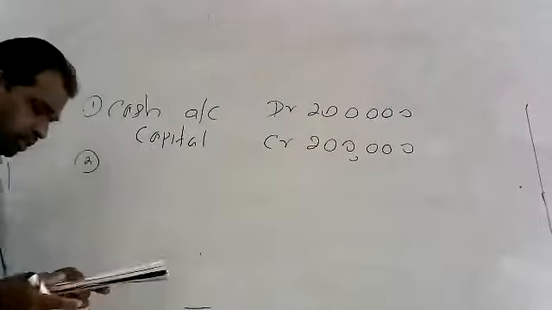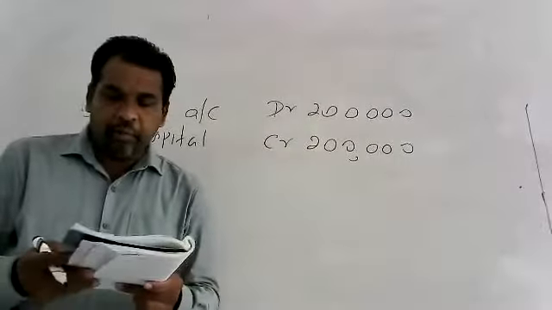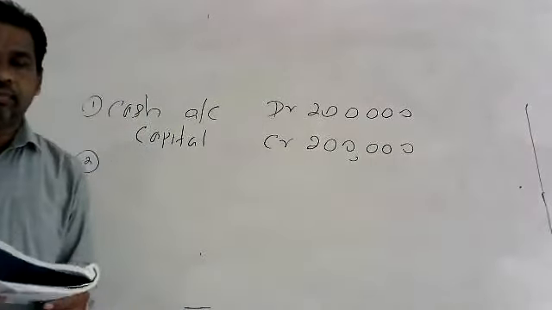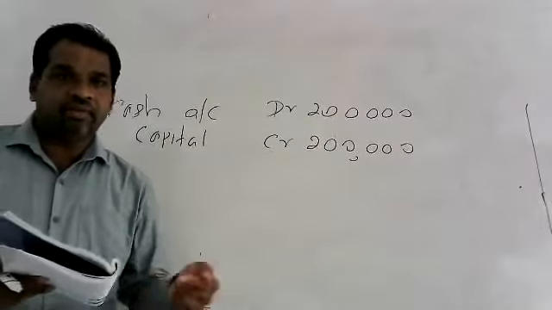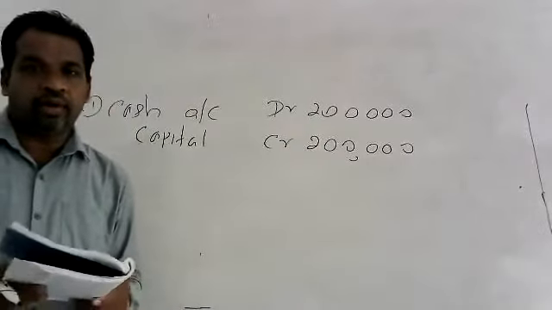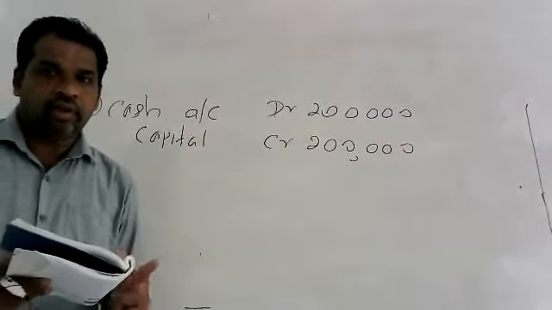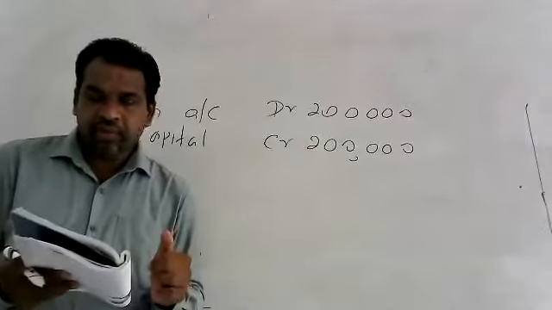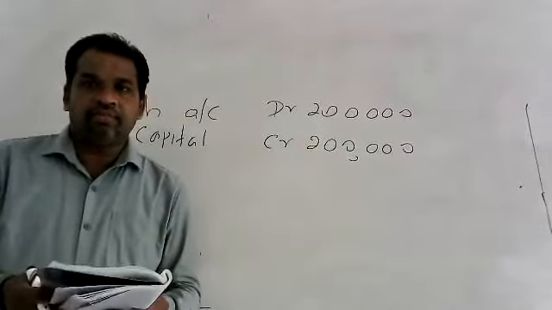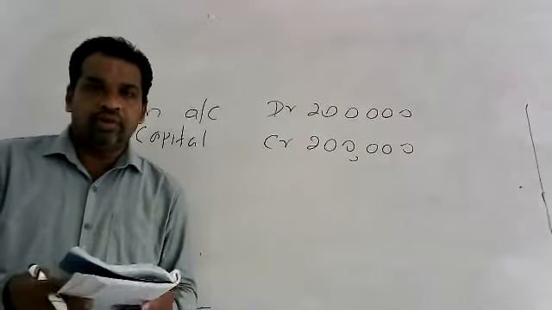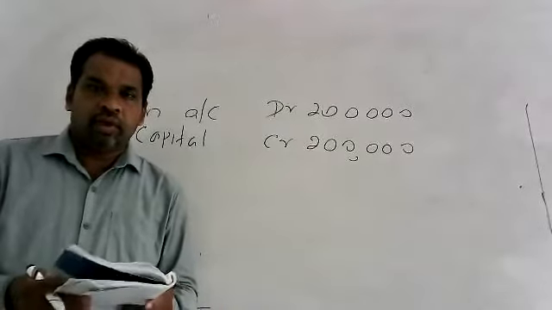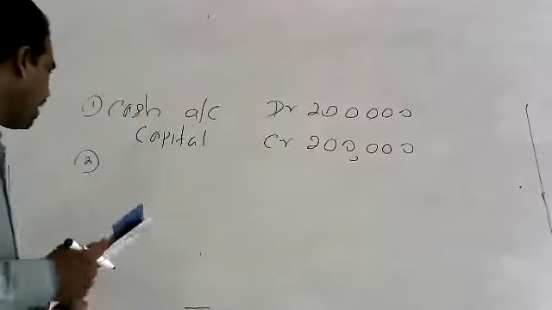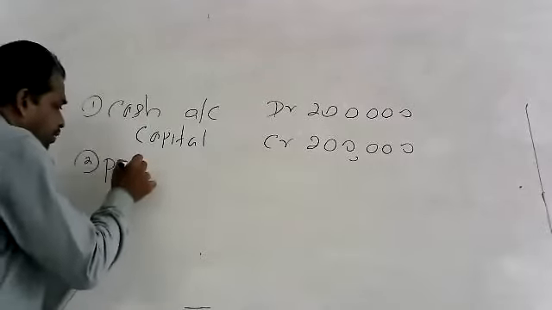Transaction number 2, cash purchases rupees 50,000. When they purchase goods in cash, they are decreasing cash assets, therefore we have to credit to cash account. The concept is decrease assets credit and purchases account debit. The reason is when you purchase goods, your expenses will increase. Therefore, expenses increase debit. Then we have to debit to purchases account.